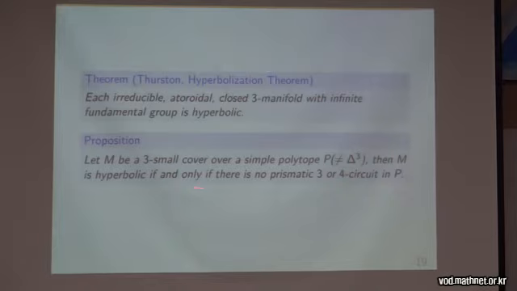So in that proposition, the condition saying that there is no prismatic 3 or 4 circuit, is it equivalent to saying that there is no 3-belts and 4-belts? Yeah, no prismatic 3-circuit is equivalent to no 3-belt. This can be proved combinatorially. And moreover, if there is no prismatic 3-circuit, then no prismatic 4-circuit is equivalent to there being no 4-belt.